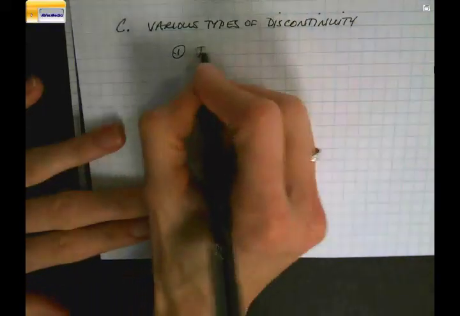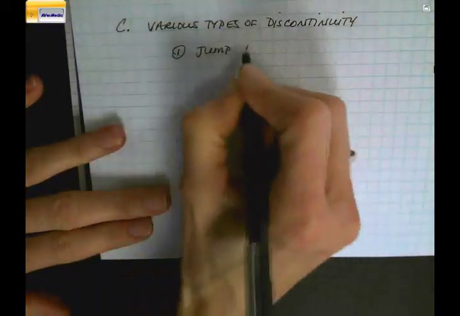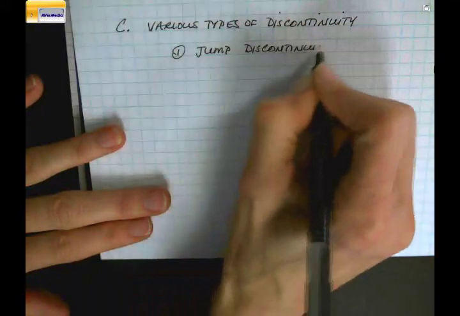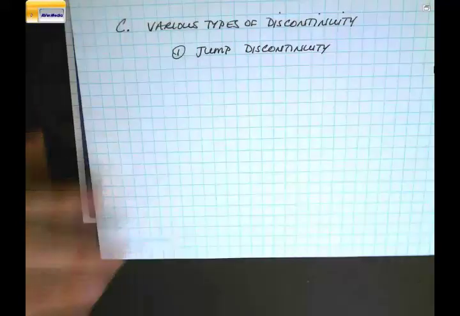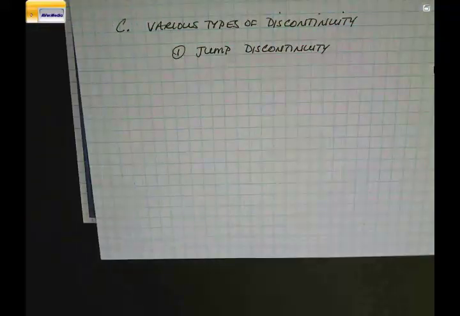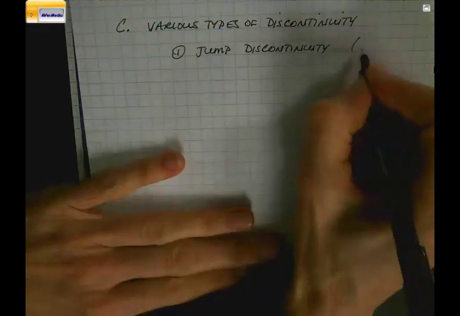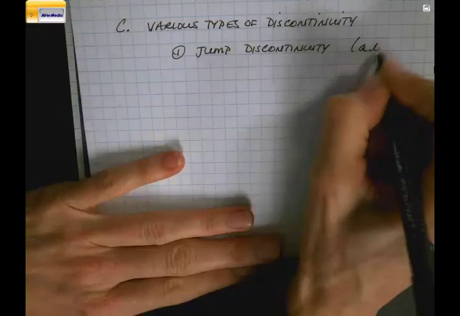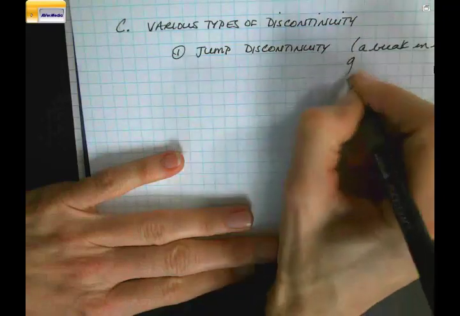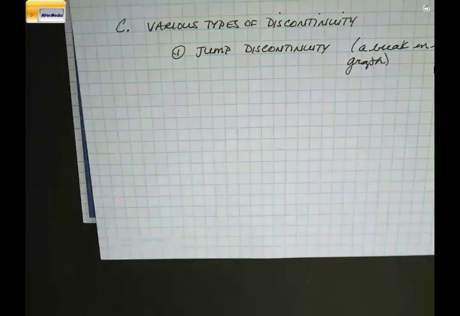You have what they call a jump discontinuity. A jump discontinuity. This is where you have a break in the graph, which causes the graph to be discontinuous. A jump discontinuity is where there is a break in the graph. A break in the graph makes it not continuous. Okay, so a jump discontinuity is where you have a break in the graph.